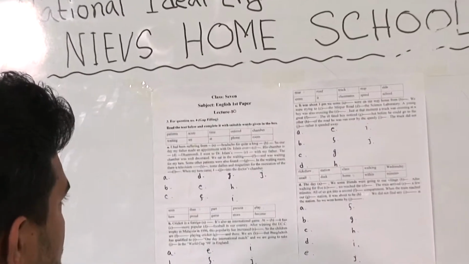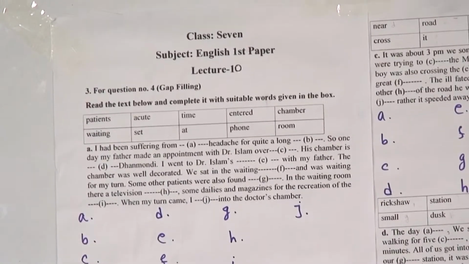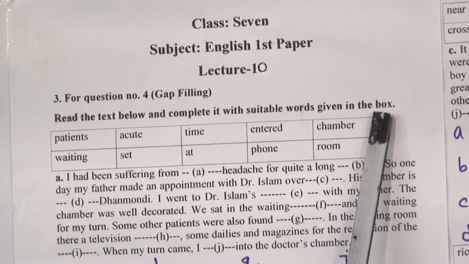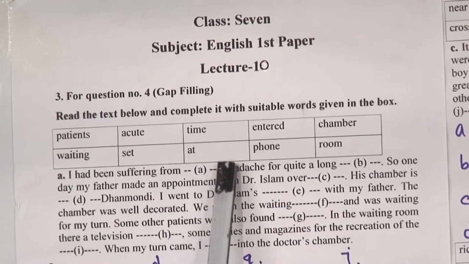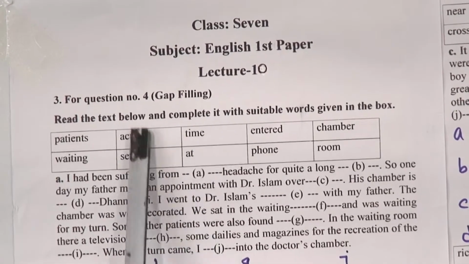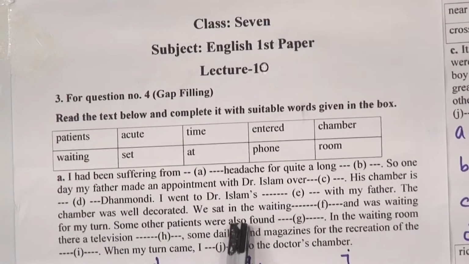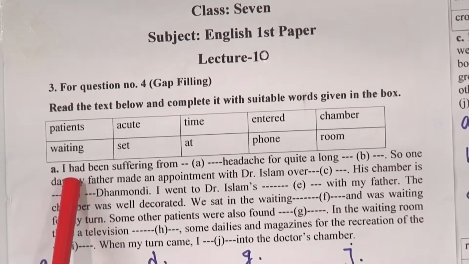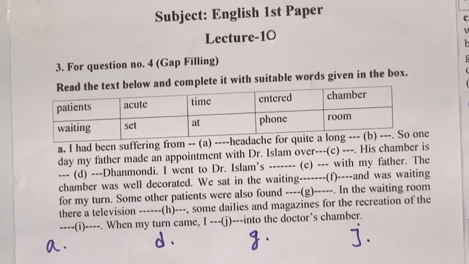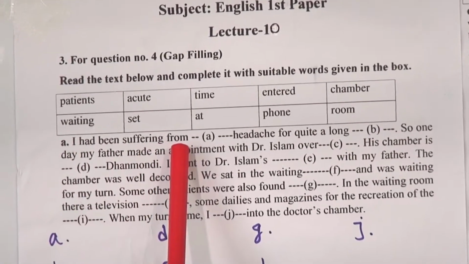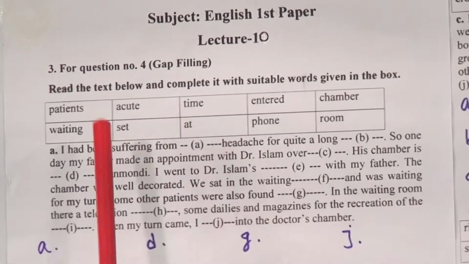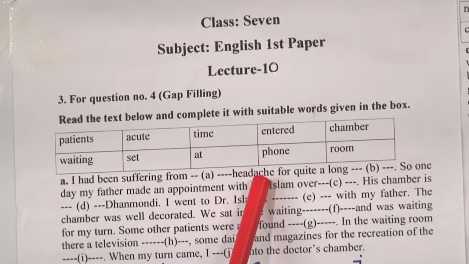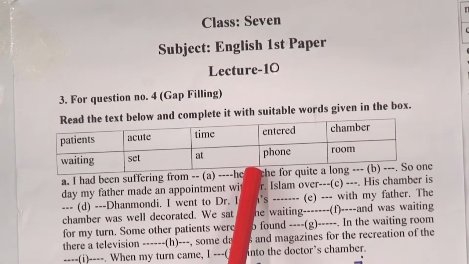Our first one is: read the text below and complete it with suitable words given in the box. In this box, the words are given. You have to pick up and select the words from here and fill the gaps. So I am going to fill up the gaps. You need to read carefully to fill up the gap properly. First of all, I had been suffering from headache. So suffering from headache, it means such kind of pain. What type of pain?